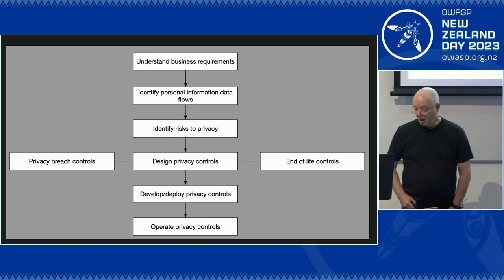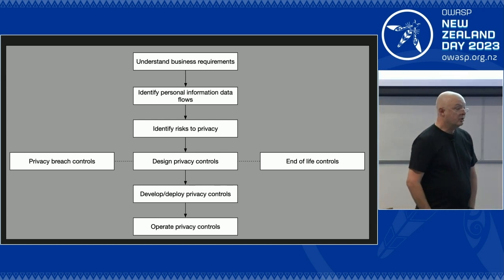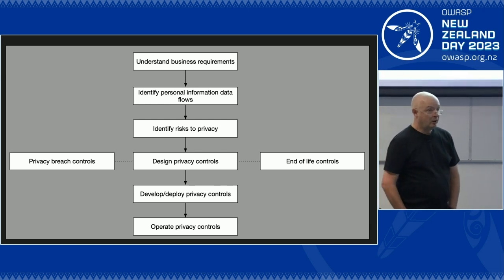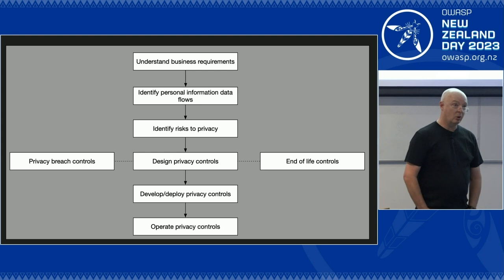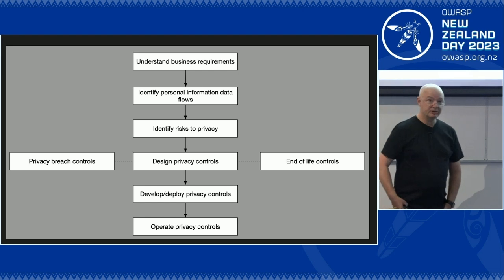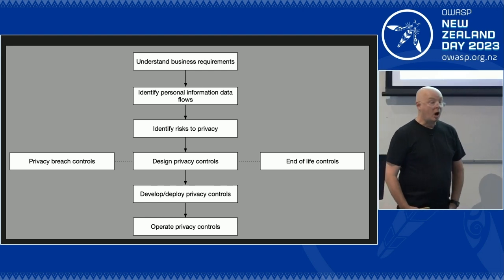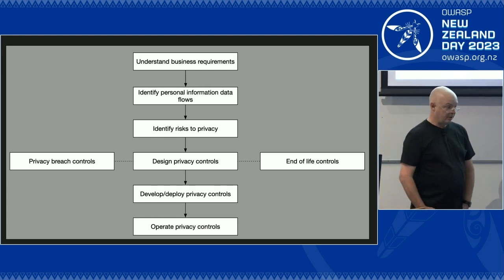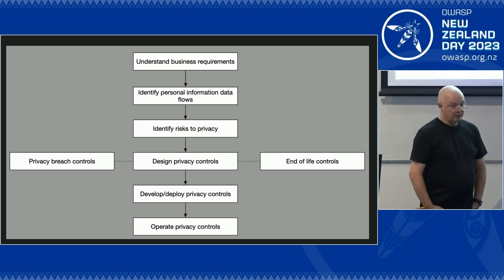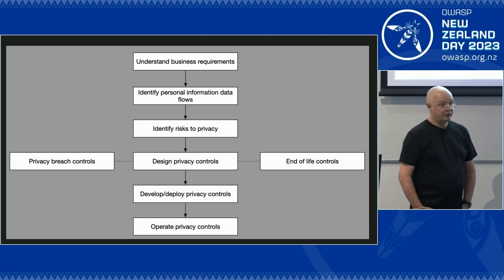From that, you can then start looking at what data flows will be required or may be required to implement that. And that might be an iterative process, because you might start off thinking you need lots, and then hopefully you'll be able to pare that back down. And from those data flows, you begin to understand what sort of risks that you have to privacy, design the controls, develop, implement, and operate.